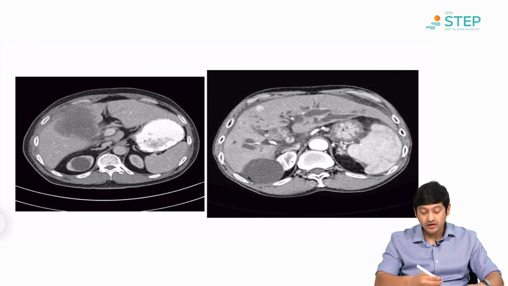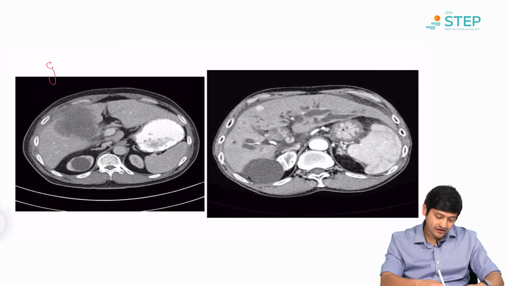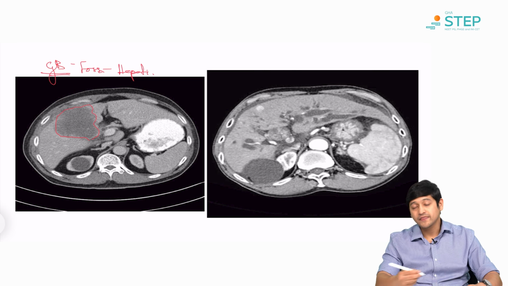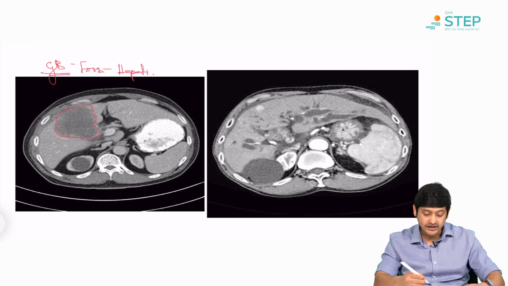When you have a gallbladder lesion, it is going to be situated in the GB fossa, and it can infiltrate into the hepatic parenchyma or the liver parenchyma. Here you see a hypodense mass-like lesion in the liver parenchyma, and you can't see a gallbladder properly. So this is likely to be a GB mass or a GBCA.